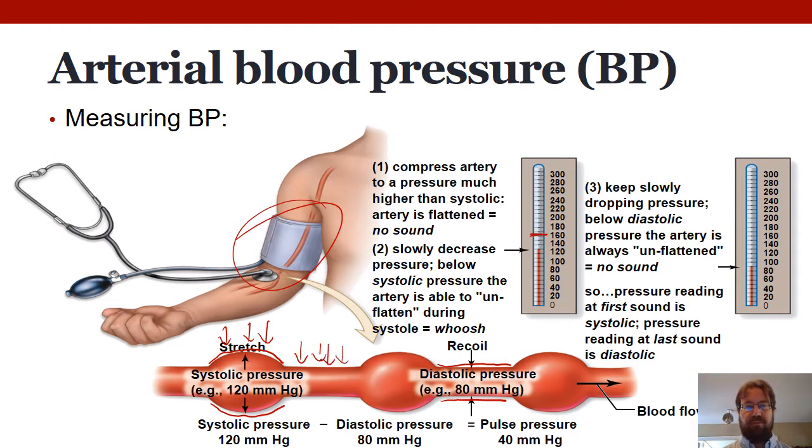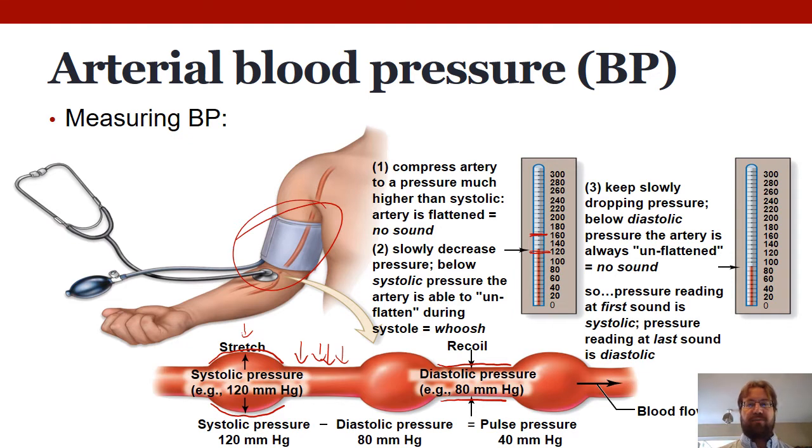In both cases, if you're pressing in on the artery harder than it's pressing back, you're going to collapse the artery. The artery is flattened and there's no flow through the artery, so you don't hear any sound of flowing. If you decrease the pressure on the blood pressure cuff to around the point where you're below systolic pressure, now you're pressing in with a little bit less force than the artery is pushing out on you, and the artery is able to open during the systolic phase of the heartbeat. So during each systole, you hear a whoosh of blood flowing through that artery.